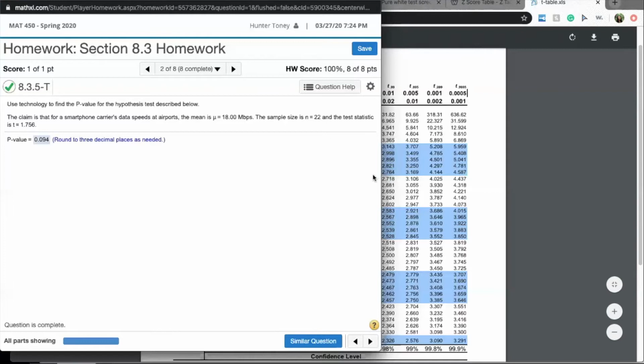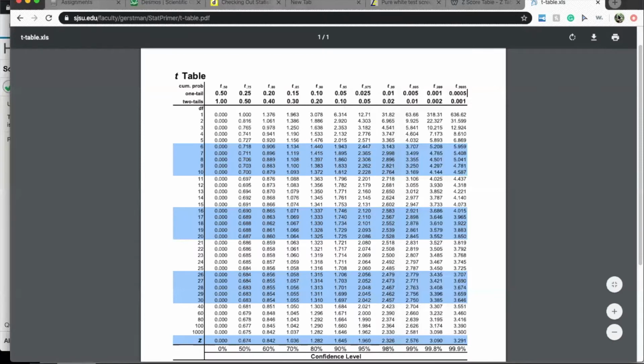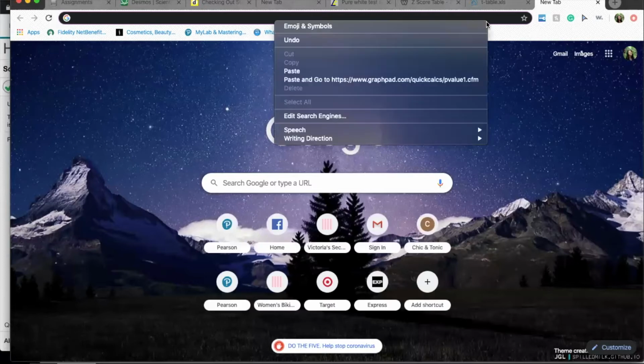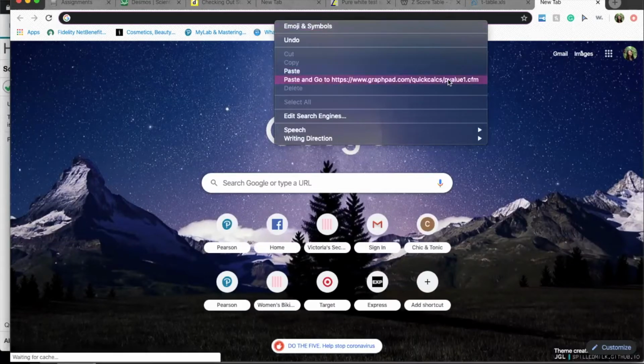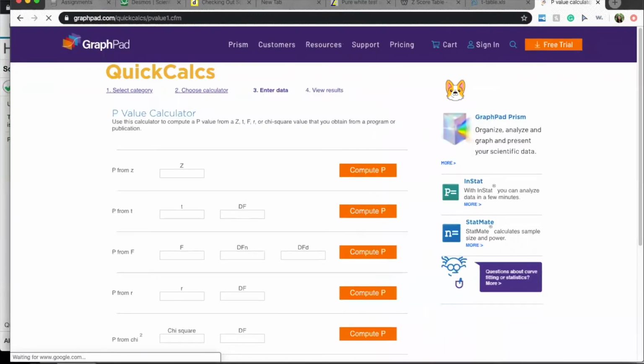So we have this problem. They've given us our test statistic for t and our sample size and a mean. So typically I would use a calculator, but I know most of you don't really use a TI-84 or even have one. So I figured I would show you an alternative. So I'm gonna give you a link to this calculator. It's called GraphPad. Well, it's a section of GraphPad.